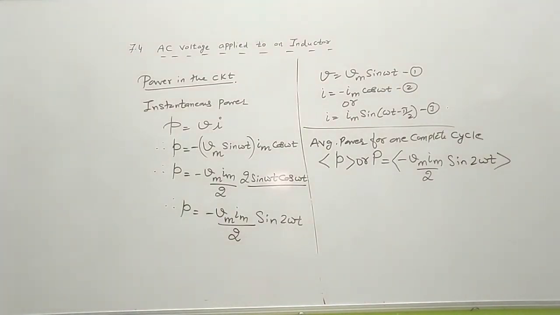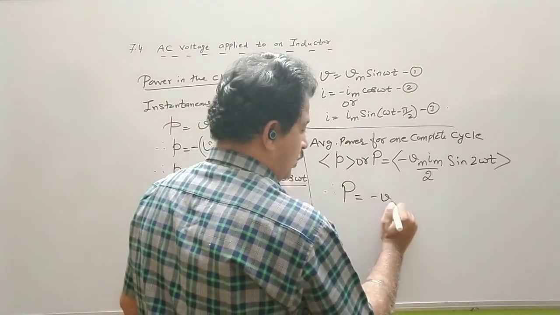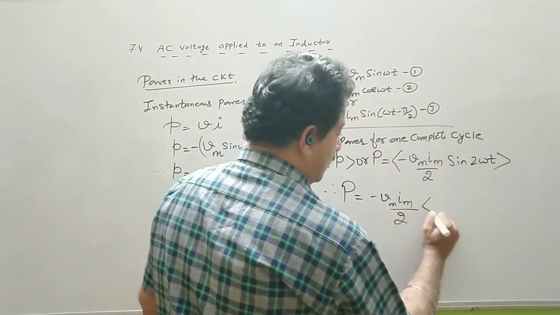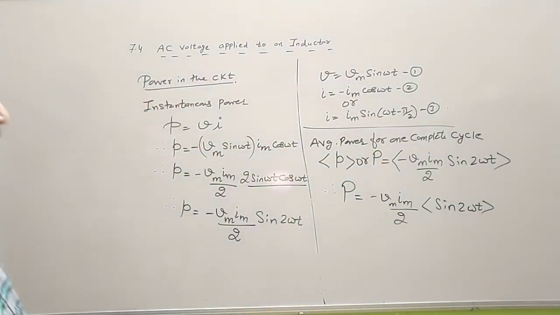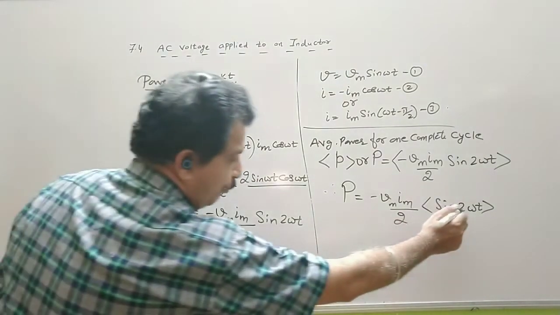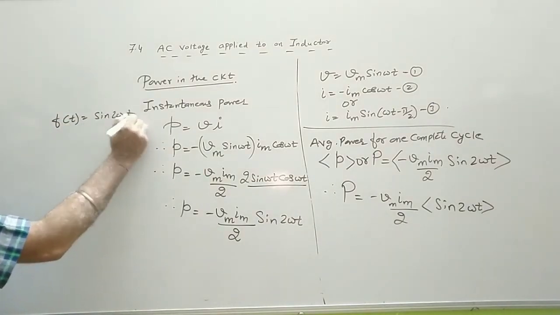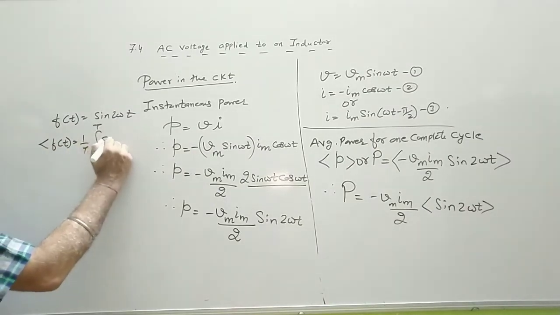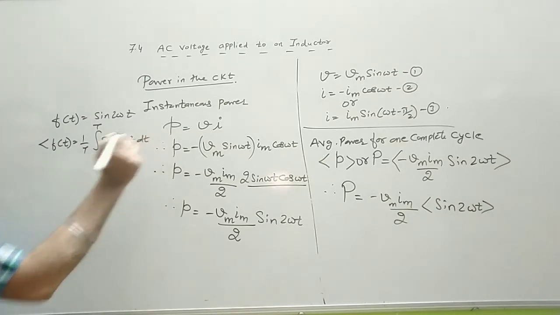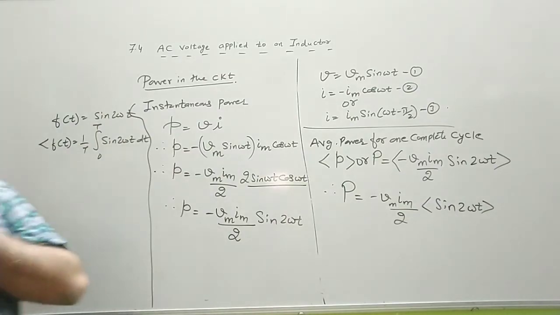That is what we found in the case of a resistor. Therefore capital P is equal to minus Vm Im by 2, which is constant, times the average of sine 2 omega t. So again we know how to find the average for one complete cycle. If I want to find the average of this function, say f of t is equal to sine of 2 omega t, then the average for one complete cycle is 1 by T, integral 0 to T, sine of 2 omega t dt.